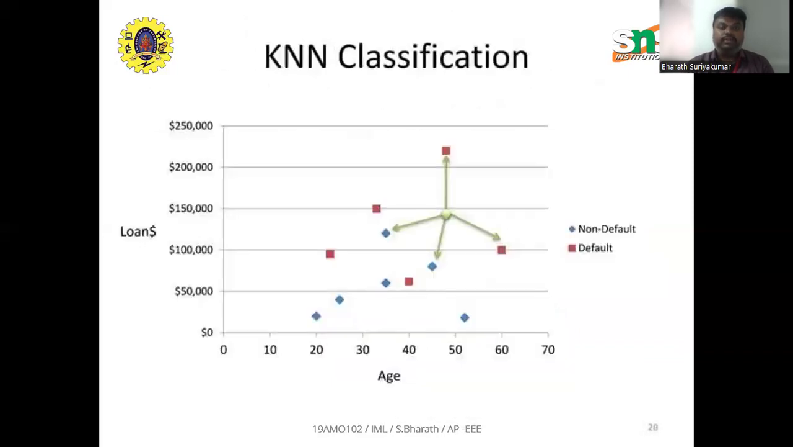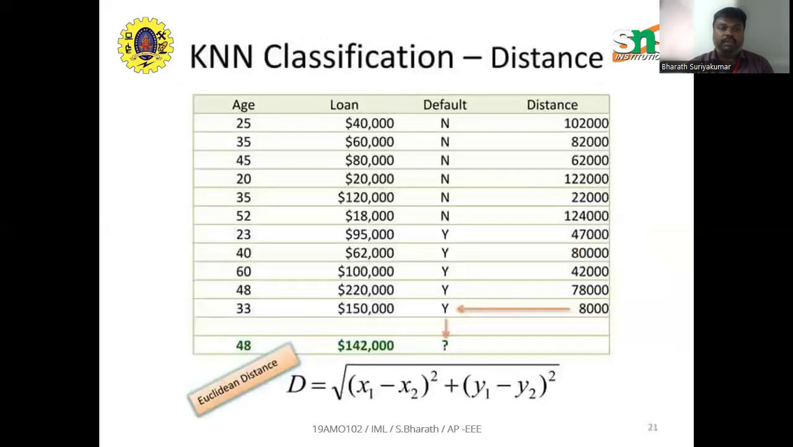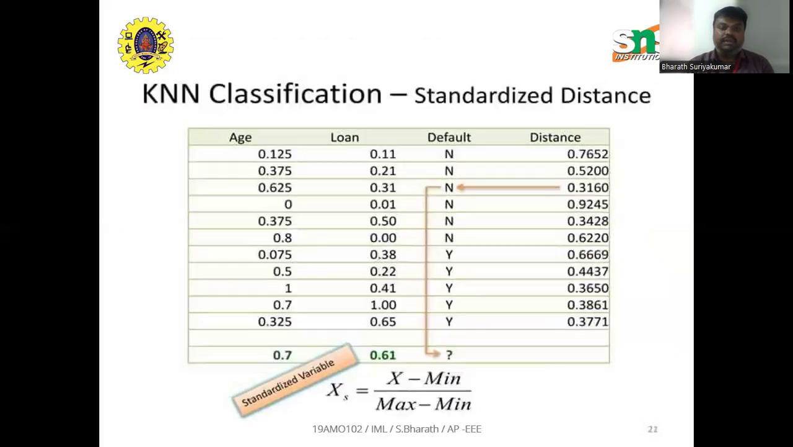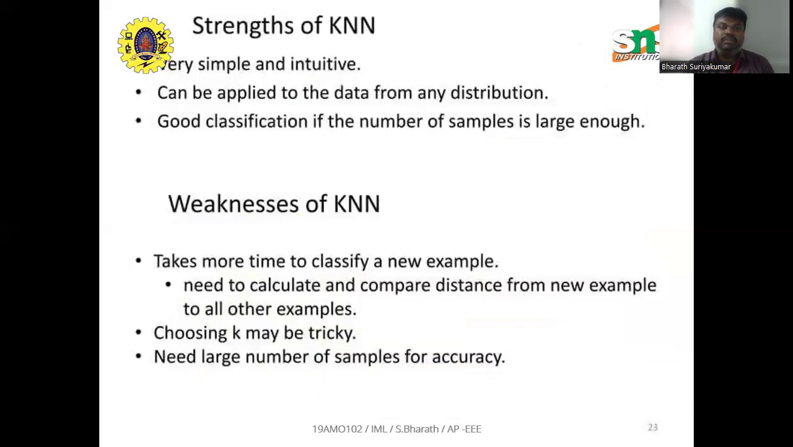This is the process of KNN classification for the given example. KNN classification uses distance to classify into different classes. This is the standardization of variables. What are the strengths of KNN? It is very simple, intuitive, can be applied to data, and gives good classification. Weaknesses: it takes more time, choosing k may be tricky, and it needs a large number of samples for accuracy.